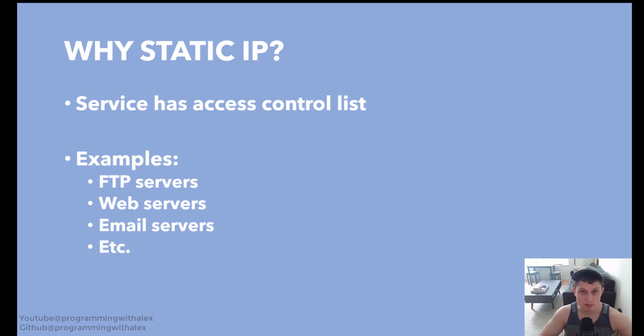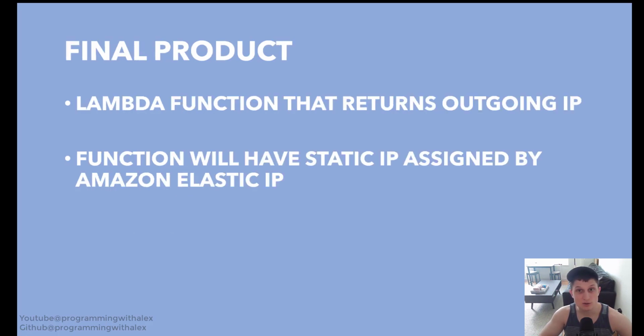You want to build a serverless function that accesses these servers, but the person that's hosting the server that's actually running it, they have access control lists, meaning they only allow access from static IPs that you supply them, that they whitelist. In order to have consistent access to these servers from a Lambda function, you have to have a static outgoing IP for your Lambda function, which is what we're going to walk through how to set up in this video series. So the final product is just going to be a simple Lambda function that returns an outgoing IP that is static.